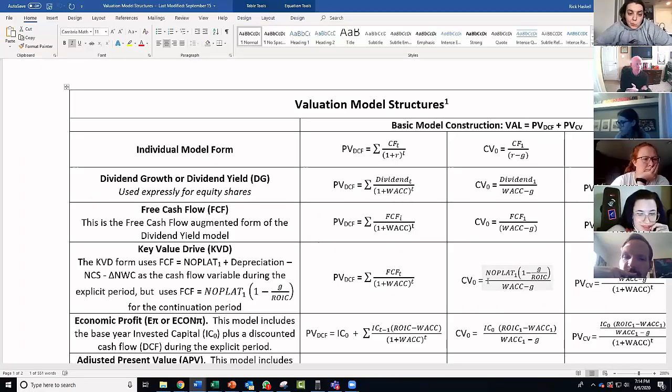They're the ones that came up with that term, by the way. The model form, it wasn't created by them, and it's not unique to them. They gave it that term, and it is their model of preference. They're amongst a very small group of consultancies that choose to use the key value driver model. Most consultancies use the free cash flow model as the income-based model.